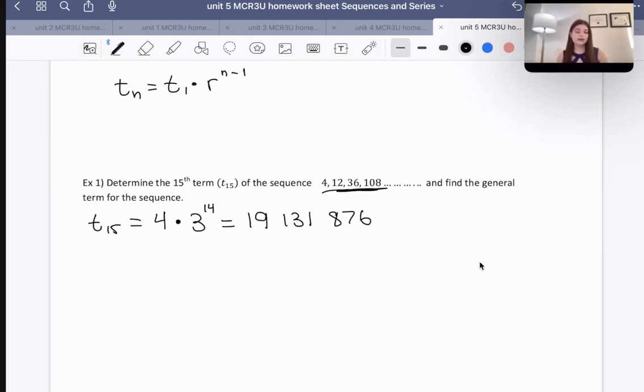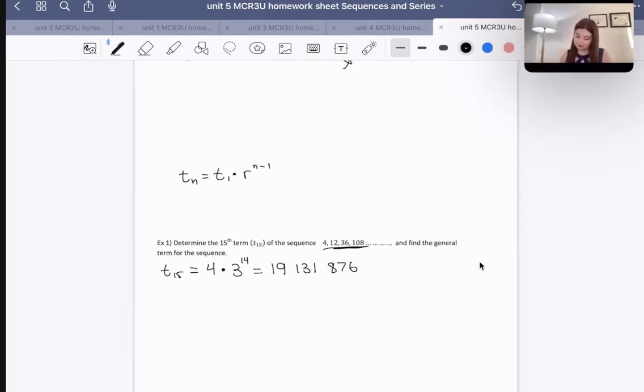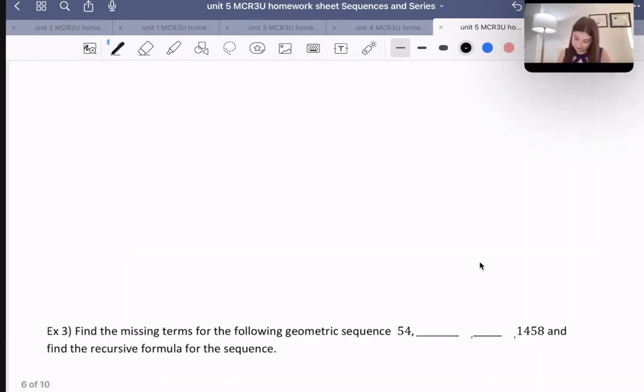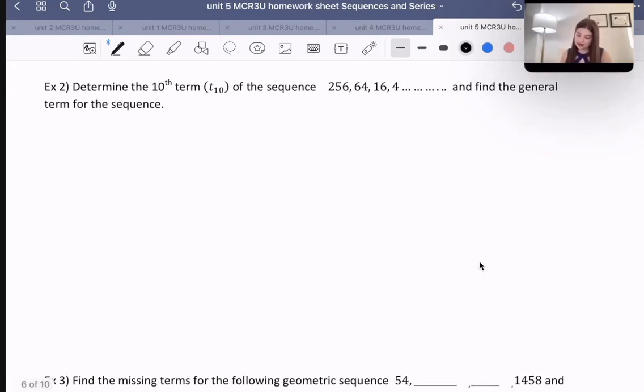So that's something I wanted to mention too: if you get really, really large answers that don't seem right, they probably are right. All right, so let's try this one. Now this one we're dividing, so we're going to get a very, very small number in this case that's very close to 0, but let's do this one anyway. This one says determine the 10th term of the sequence 256, 64, 16, and 4, and find the general term.